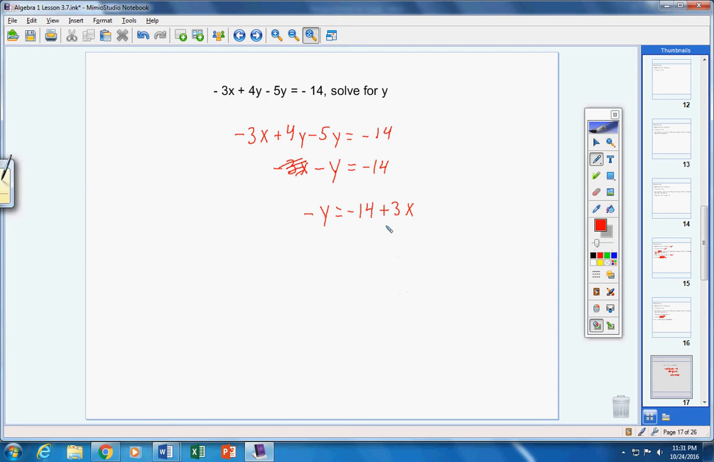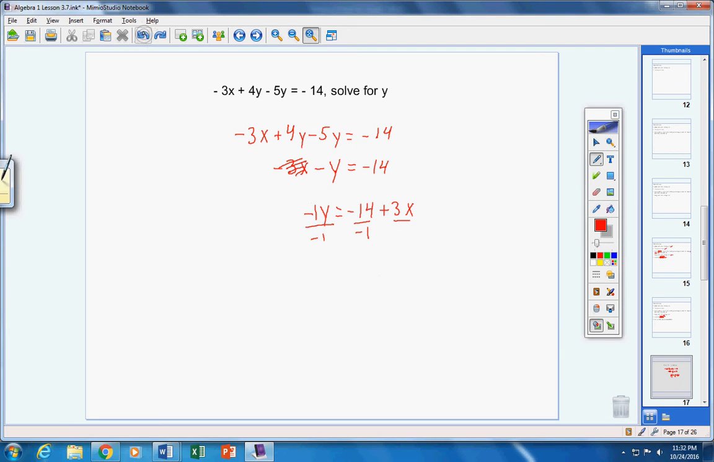Next step, simplify both sides. Nothing to simplify. Constant term, x term, you cannot combine those. Last step, isolate the variable. Now, you can do this a couple ways. Pretend there's a 1 right there, and you can divide everything by negative 1. And that's totally fine. That works. These cancel. Negative divided by a negative is positive. 14 divided by 1 is 14. Positive divided by a negative is a negative. 3x divided by 1 is 3x. Perfect. No problem.